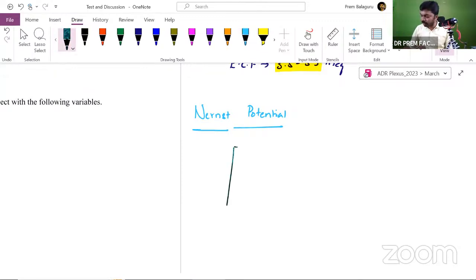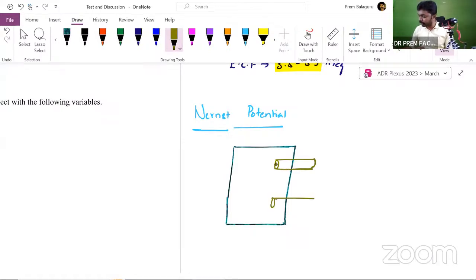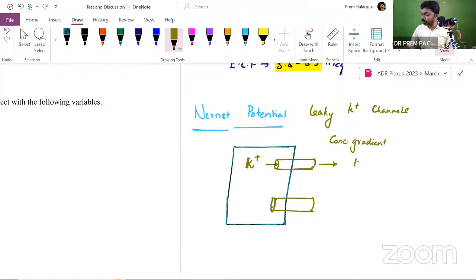Nernst potential is used to decide membrane potential when an ion is not moving. Please remember, this is not resting membrane potential. Let me take up a cell, and in the cell membrane, I'm going to take up two potassium channels. You know this is a leaky potassium channel. So let me take up two leaky potassium channels. You know the concentration gradient for potassium. Inside the cell, it is 150 milliequivalents. Outside the cell, 3.5 milliequivalents. So this concentration gradient will drive the potassium to move out of the cell across the channel.